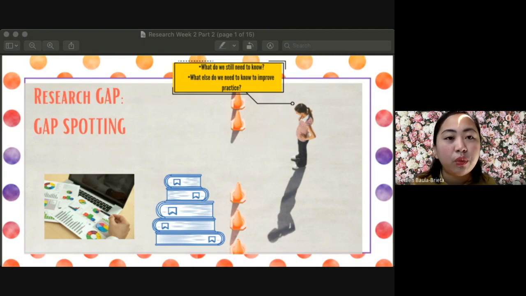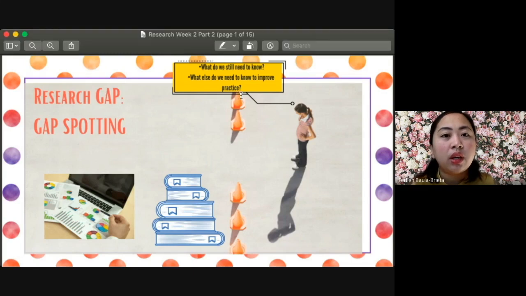So first and foremost, if we have already identified the research problem, as I mentioned last meeting, we have to know also the gap. What is a research gap? If you can remember, if you already know the different evidences from the research problem that you have chosen, you also have to identify these things here. What are the things that you still need to know about your research problem?